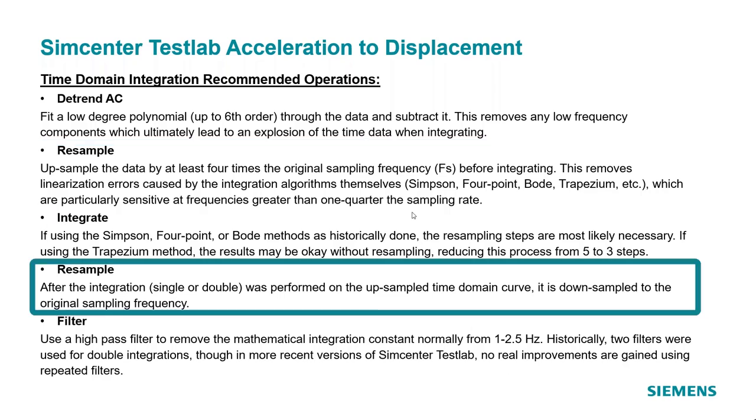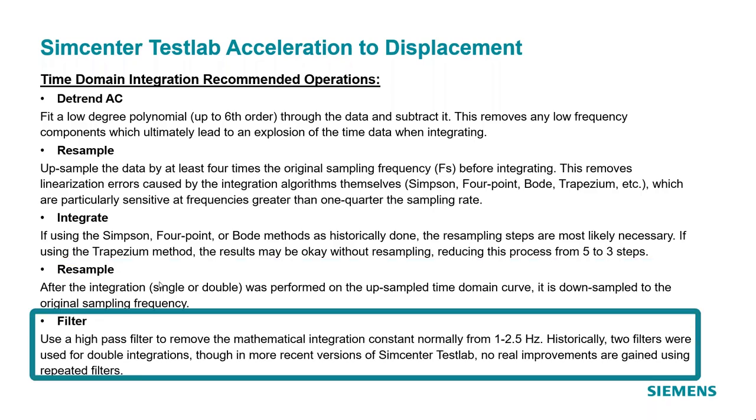After we upsample to a factor of 4 higher, then we integrate. We either do a single integration or a double integration to go to velocity or displacement. And here it says the point about the trapezium method: if you're happy with the results, you may not need to upsample and downsample. So rather than 5 steps, that would reduce it down to 3 steps: just a detrend, integrate, and filter. Then after we do the integration, we use the resampling command to go back down to the original sampling frequency.